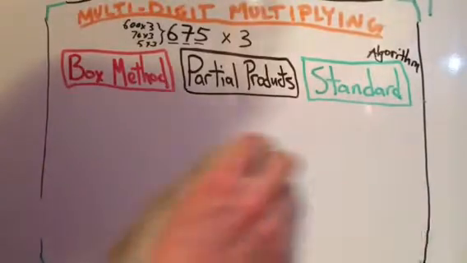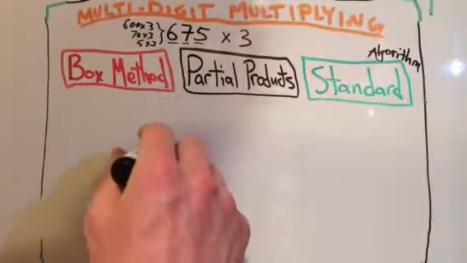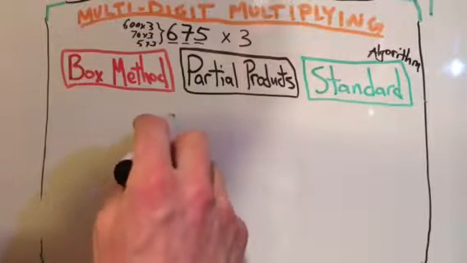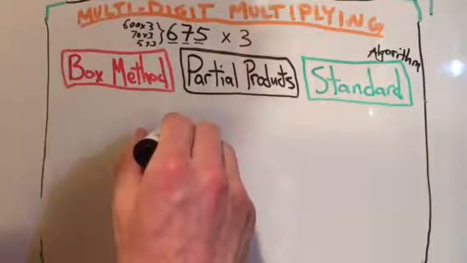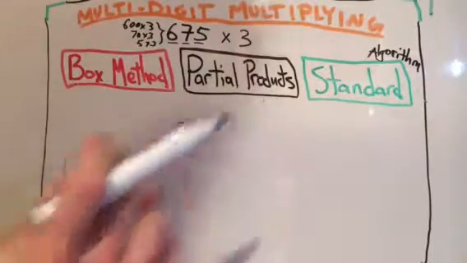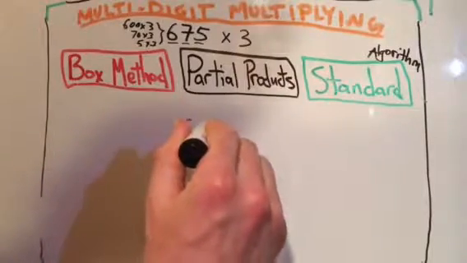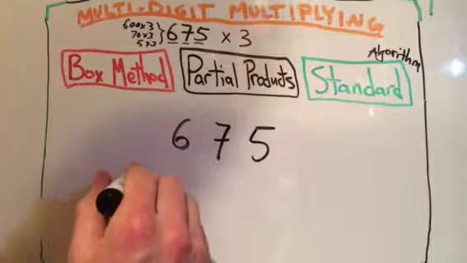Now, initially I was not a huge fan of lattice multiplication. I thought it was a complicated way of showing something, but it really does make the math a little bit easier. So let's look at this. 675, and we're going to multiply it by 3.